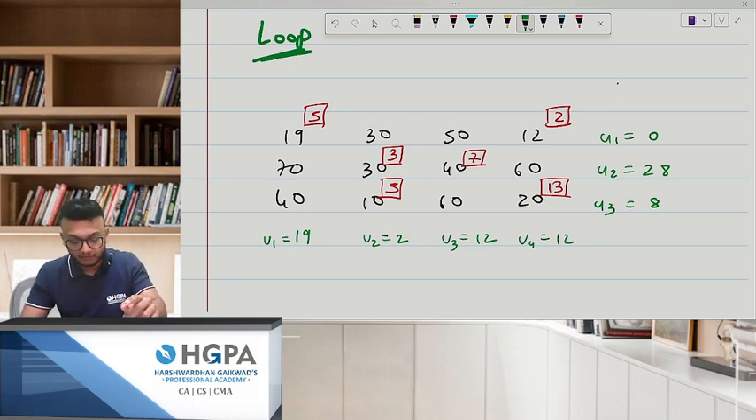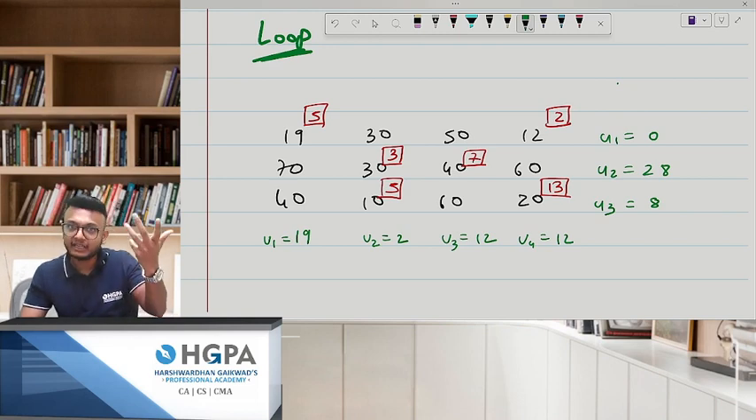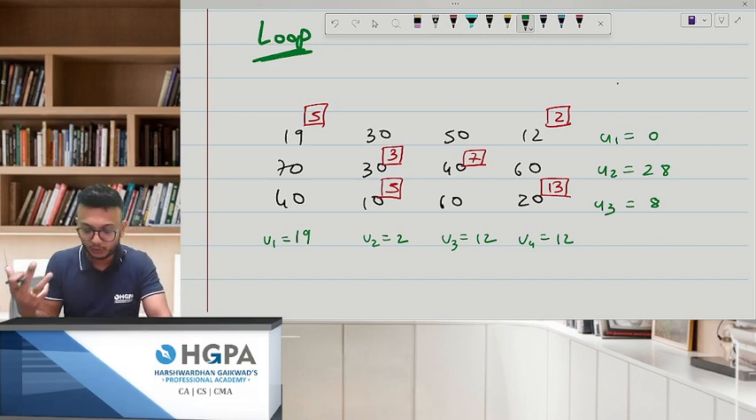Now check for all the non-basic cells whether U plus V minus cost is less than or equal to 0. First for the non-basic cell, we start with 30. So 0 plus 2 minus 30 is negative. 0 plus 12, 12 minus 50, negative. 19 plus 28, 47 minus 70, that is also negative. 28 plus 12, 40 minus 60, that is also negative. 19 plus 8, 27 minus 40 is negative. And 12 plus 8, 20 minus 6, negative.